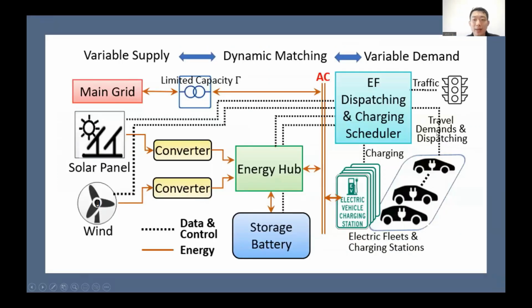So in my project, the system is like this slide. We have a solar panel, we have a wind tower. We want to use these renewable energies to charge our EV fleet. If this renewable energy is bigger than the demand of the EV fleets, we can of course charge our EV fleets, but we can also save this energy into the battery. If this renewable energy is not enough for the demand, we can also borrow some energies from the main grid.